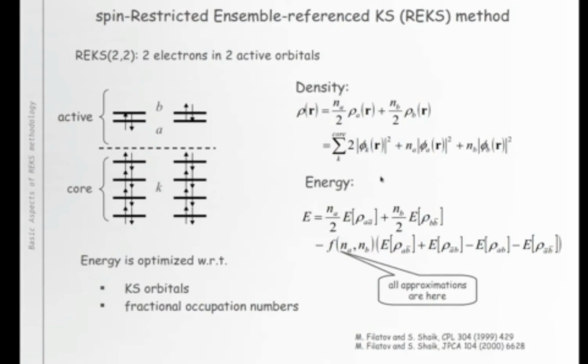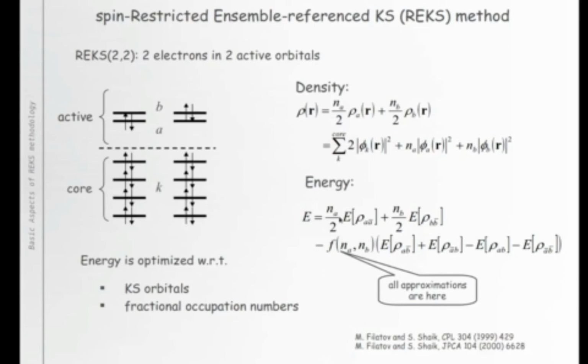At the formal level, in the limit of non-interacting particles, the two become the same. So this term vanishes and the two become very similar expressions with rho and E, as they should be. But in the limit of fully interacting particles, I will have some contributions from the interaction, from the coupling between these ensemble components. So then what I do is optimize this energy variationally with respect to the orbitals, all these orbitals, not only active but also core orbitals, and with respect to the fractional occupation numbers.